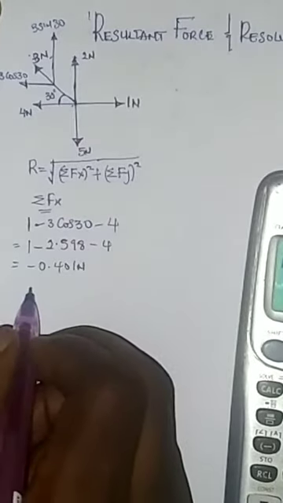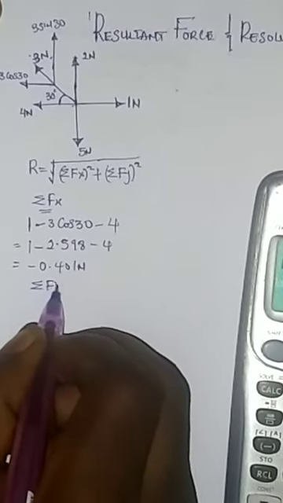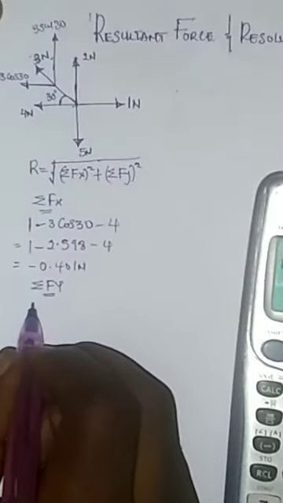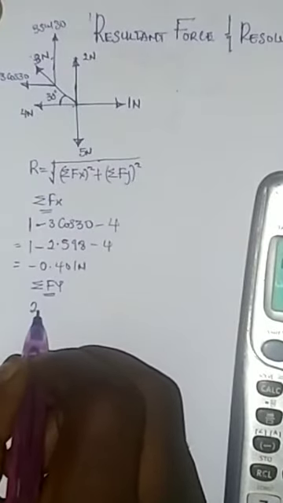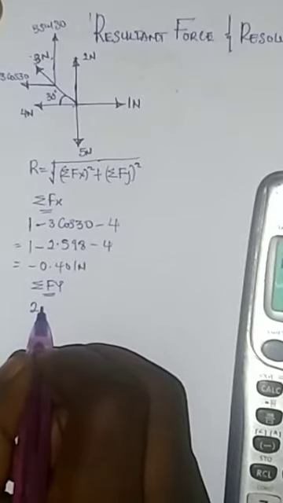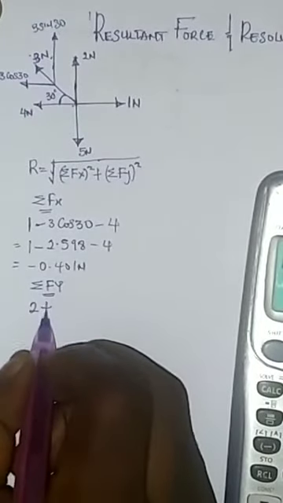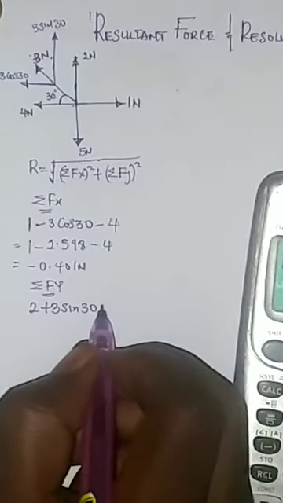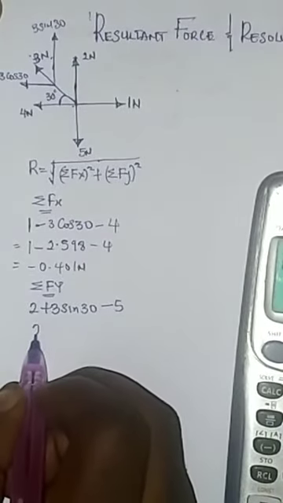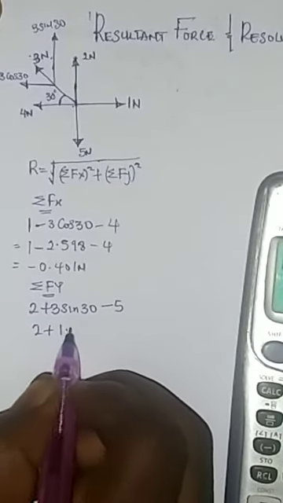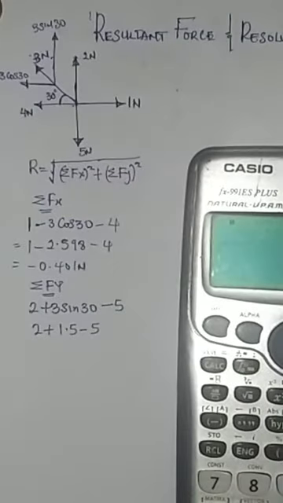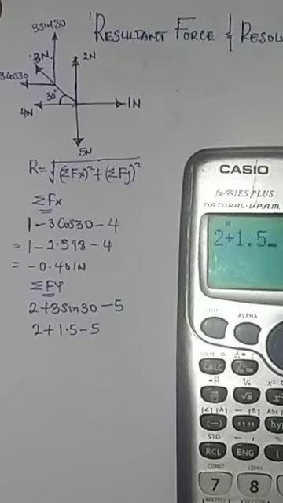Now if you do for vertical component f of y, now what do we have here? We have 2 facing up, positive, that will be 2 plus, now this is facing up, plus 3 sin 30, facing up, then 5 is facing down, minus 5. So this will now be 2 plus 3 sin 30 is 1.5 minus 5. So we're having 2 plus 1.5 minus 5.